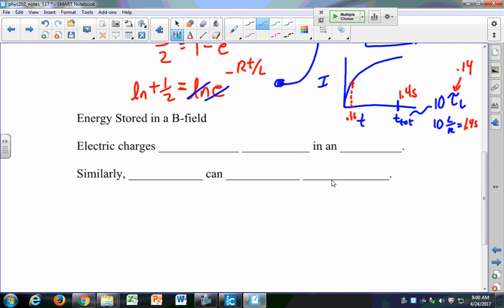All right, let's look at energy stored in a magnetic field. We're still going to do LRC circuits, and we'll look at how they transfer energy back and forth to one another. Actually, we're going to look at LC circuits here.